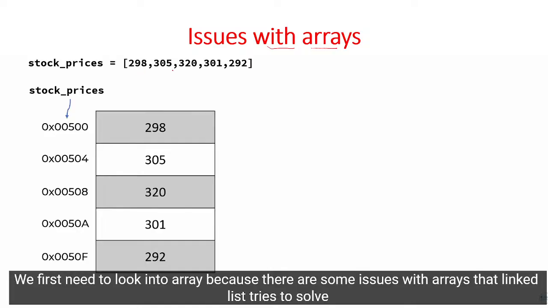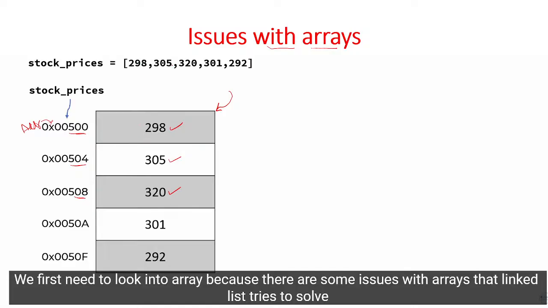numbers, which represent the prices of a stock. These are the stock prices, and this is how the values are stored in the array called stock prices. These are their addresses. So the first element 298 is stored at address 500. The next element 305 is stored at address 504. The next element 320 is stored at address 508.